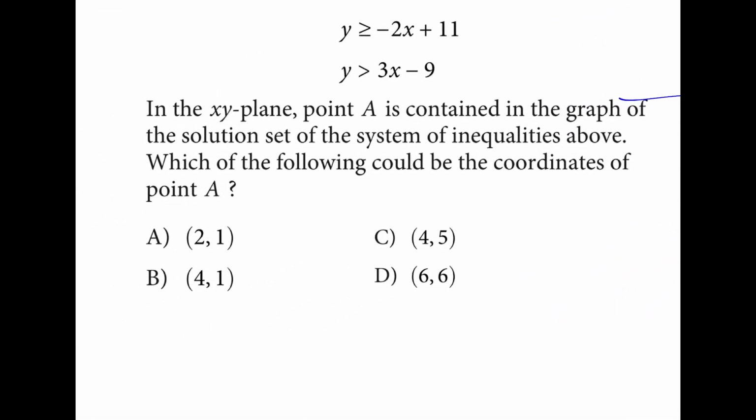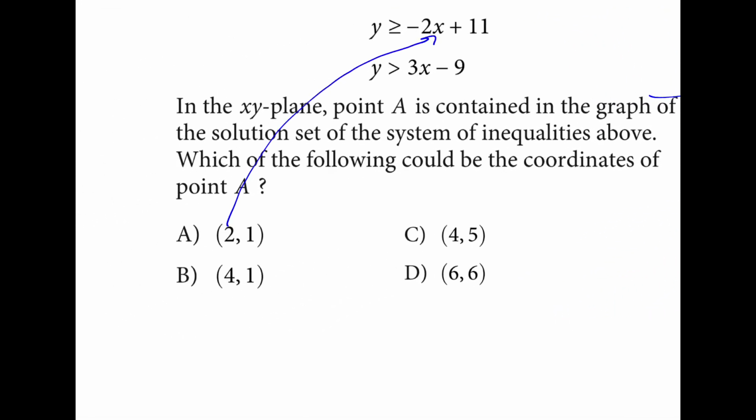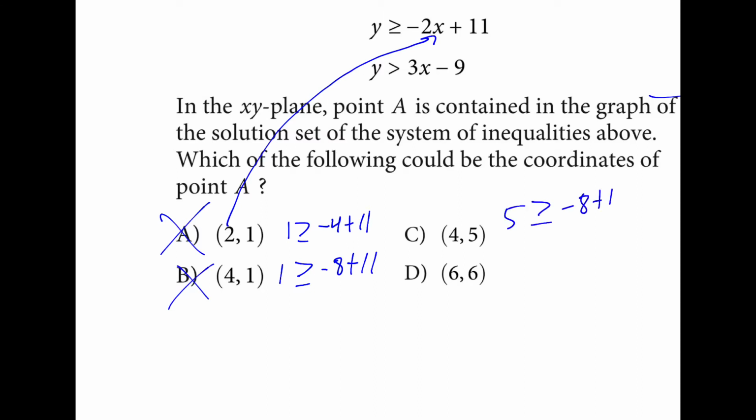It's probably easiest just to plug in the x values and see what works. For example, is 1 bigger than or equal to -4 plus 11? It's not. Same thing with, is 1 bigger than or equal to -8 plus 11? Nope. Is 5 bigger than or equal to -8 plus 11? Well, this one checks out. And if you tried to plug in D here for this one, it's not true. So C is the best choice.